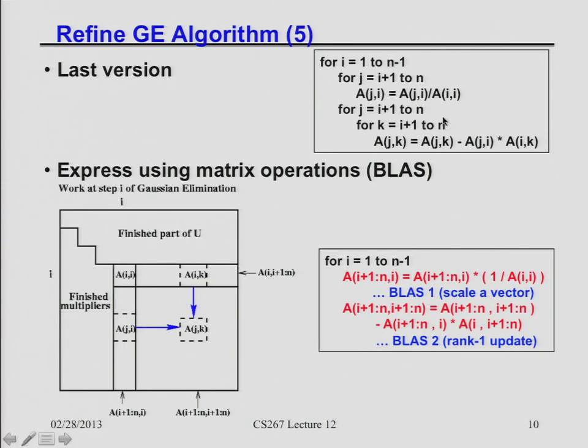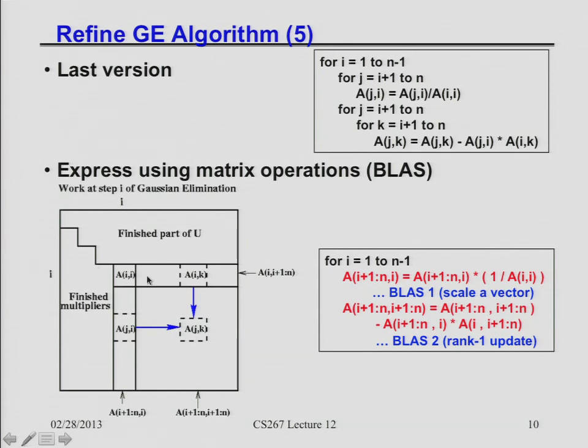And now I recognize this is sort of the simplest version of the code. It's really three lines of MATLAB. So what is this loop here? This loop says, please take a column of the matrix below the diagonal and divide it by the diagonal. That's a single call to the BLAS 1, which I've now written in MATLAB notation, in rows I plus 1 through n, column I, divide by the diagonal, or multiplied by the reciprocal.